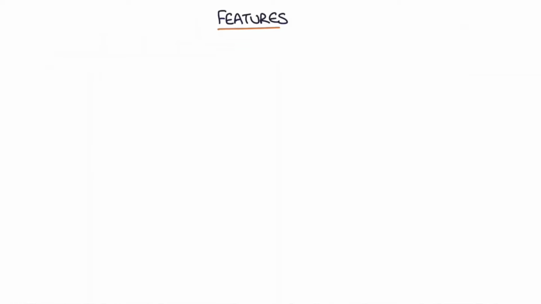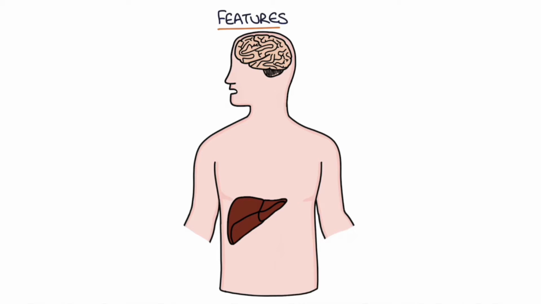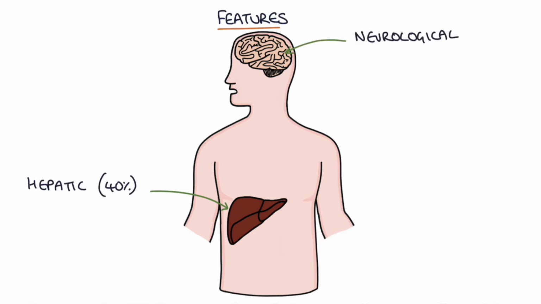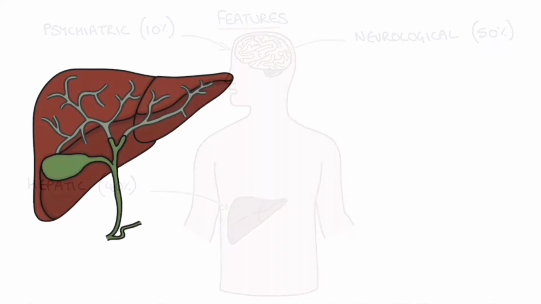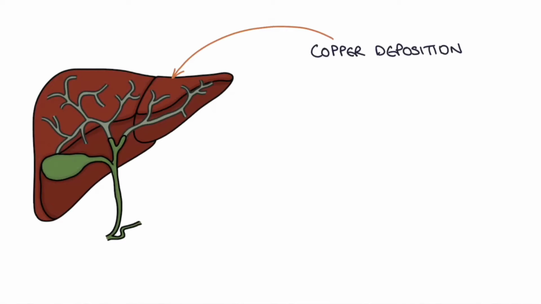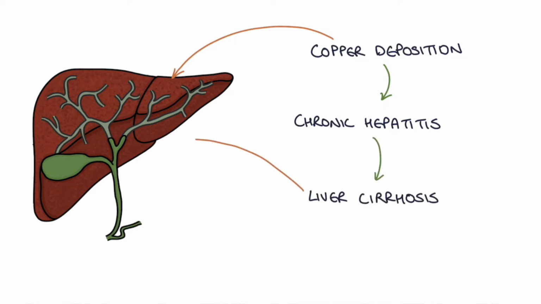So what are the features? Most people with Wilson's disease present with one or more of these three different systems. Hepatic problems or liver problems, which occur in 40% of people. Neurological problems or problems with the brain, which occur in 50% of people. Or psychiatric problems, which occur in 10% of people. Now, copper deposition in the liver leads to chronic hepatitis, so inflammation of those liver cells that have excessive copper in them, and eventually this leads to liver cirrhosis.